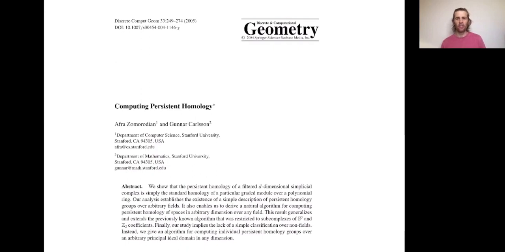This paper was published in 2004. Afra was a postdoc working with Gunnar at Stanford at the time. It's a follow-up paper to the paper by Afra Zomorodian and Herbert Edelsbrunner and David Letscher, which introduced the persistence algorithm for the first time. This paper, which we're talking about today, puts the persistence algorithm in a more mathematical framework. In particular, it explains why you can have any field of coefficients, not just Z mod 2Z coefficients.